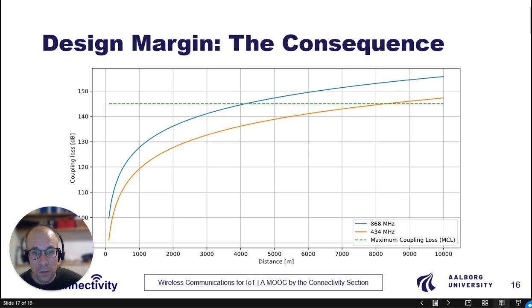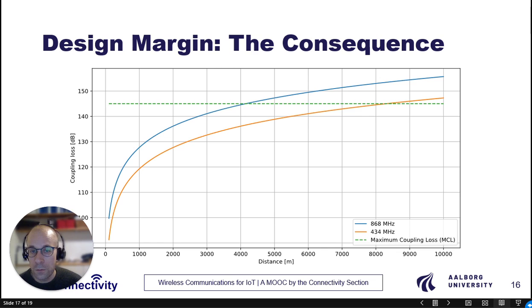You can see we would have an effective communication distance of 4 kilometers for the 868 MHz band and roughly 8 kilometers for the 434 MHz band. By the way, these are two frequency bands commonly used for IoT applications. So it's not just completely random frequencies.